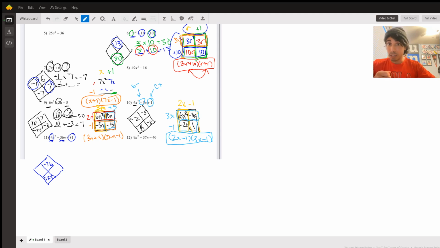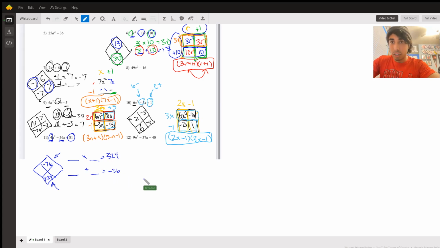You want to start dividing 324 by different numbers until you get two numbers that are going to multiply to 324. So here's what I mean. First of all, recognize this: the two numbers we're looking for are both negative because they need to multiply to a positive and they need to add to a negative.